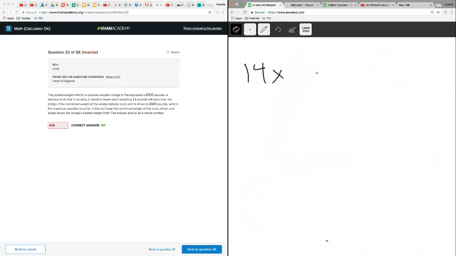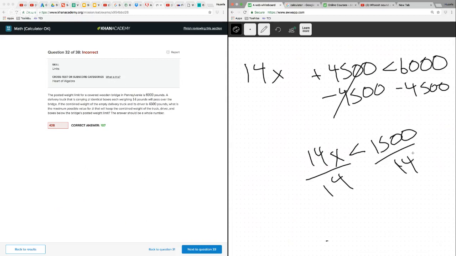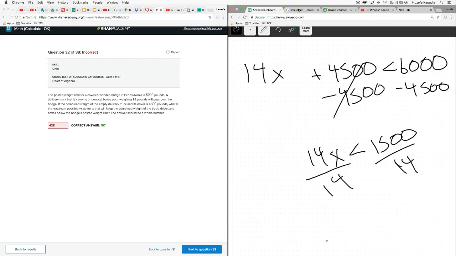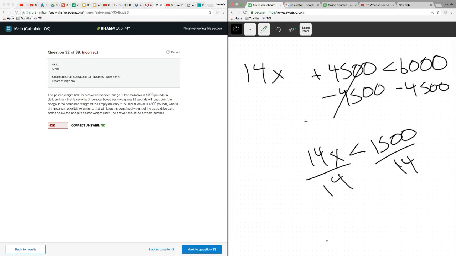So it's 14x plus 4,500 is less than 6,000, right? So we subtract 4,500, and we get 14x is less than 1,500. And then we divide by 14. I do not know what I did. I think I must have divided 4,500 by 14 or something, because this should give us the right answer. 1,500 divided by 14 is 107. I don't know why I entered 428. I'm going to have to go back and watch again. If you guys caught that while I was doing it, that's awesome. I'm kind of blanking on what I did when I set it up, because I thought I set it up correctly. I must have made a quick little mental glitch. All right, so there's one I got wrong.